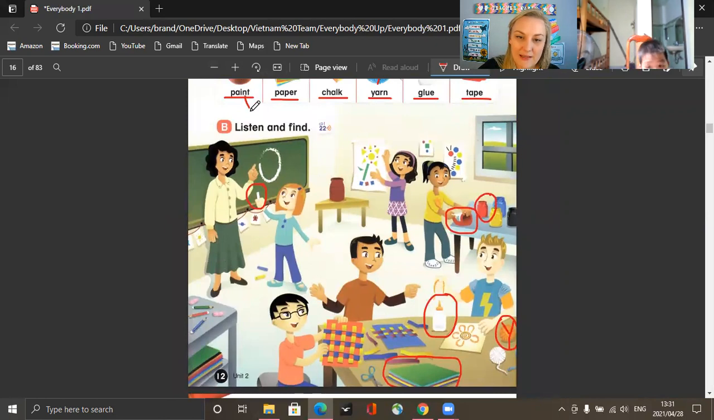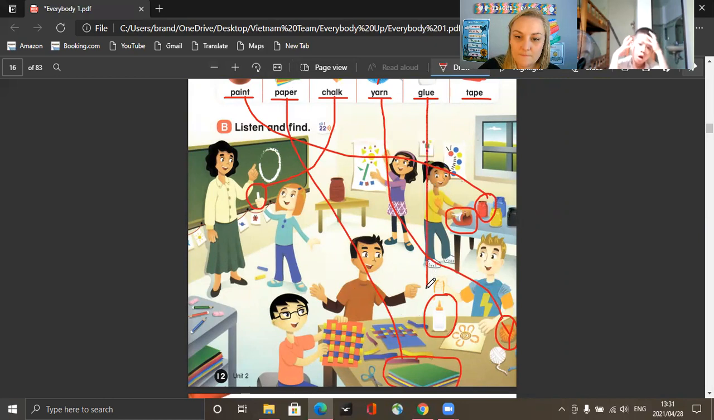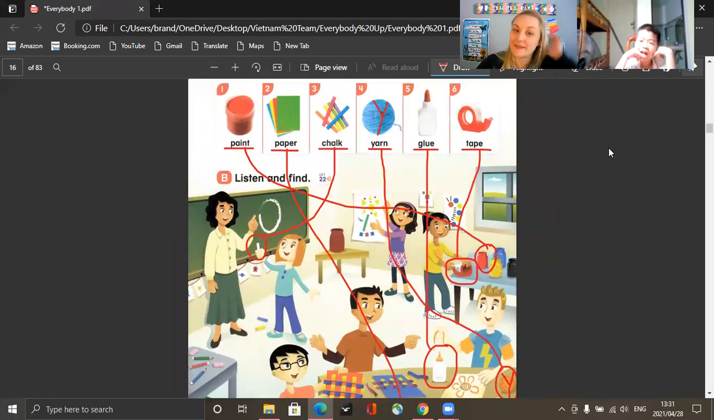Okay, we have paint. We have paper. Chalk, yarn, glue, tape. Okay, let's try again. What is number one? Paint.